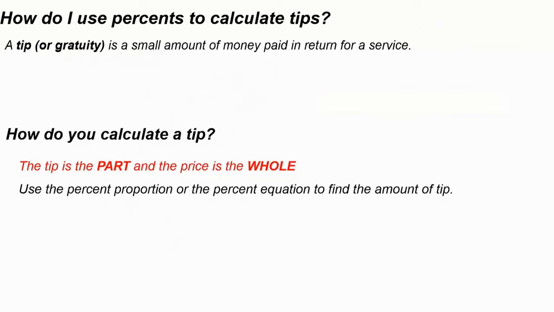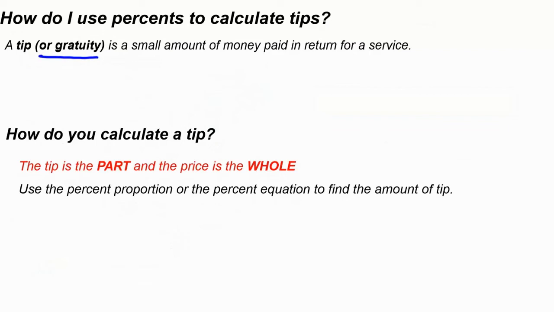So what about tips? How do I use percents to calculate a tip? Well, a tip, or sometimes called a gratuity, is a small amount of money paid in return for a service. So there are some situations in society where you pay a little bit extra when you get a service. So that would be like your waiter or waitress at a restaurant, or a taxi, or hotel workers, any service industry. You would pay them a little bit extra for their services, and that's usually a percentage of what your cost was there.